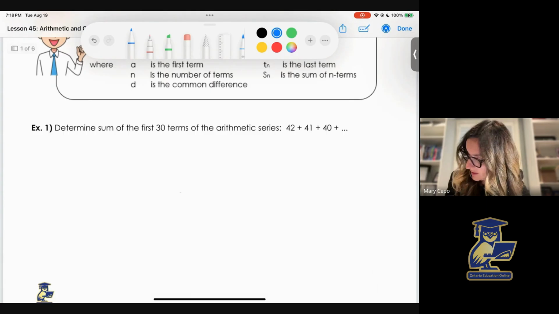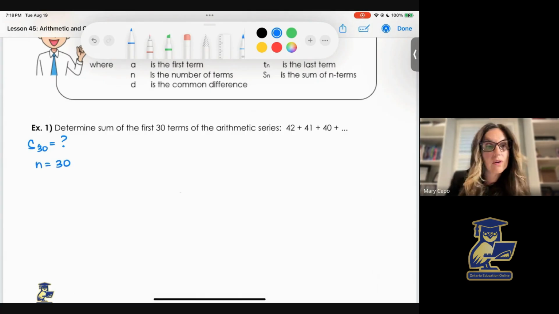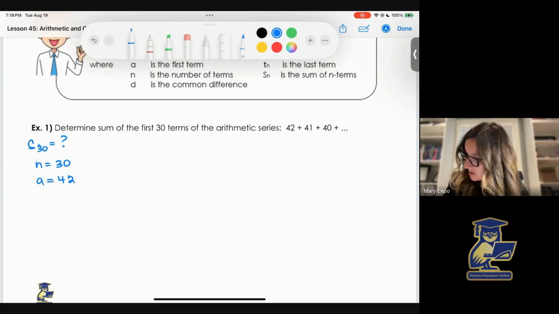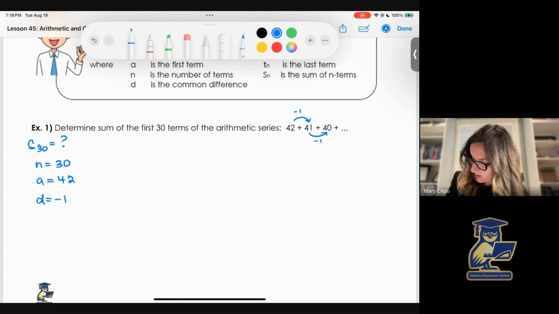So we need to figure out the sum of the first 30 terms. So we do know n is equal to 30. We know that the first term is equal to 42. We also know to get from one term in the series to the next, we're subtracting 1. So that common difference is -1.